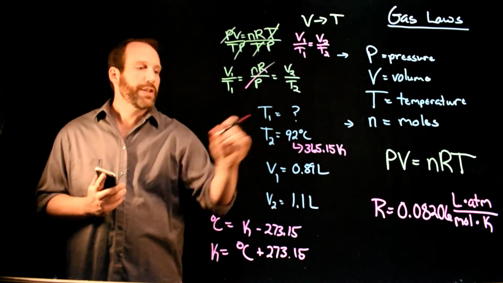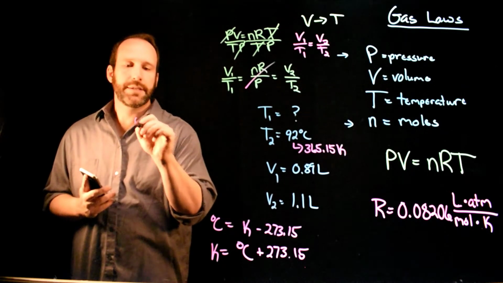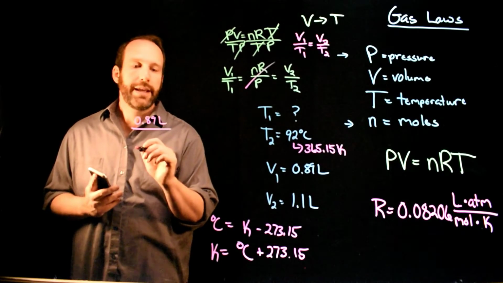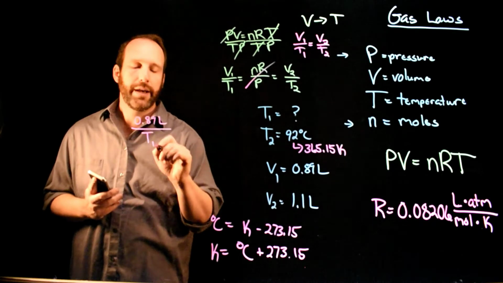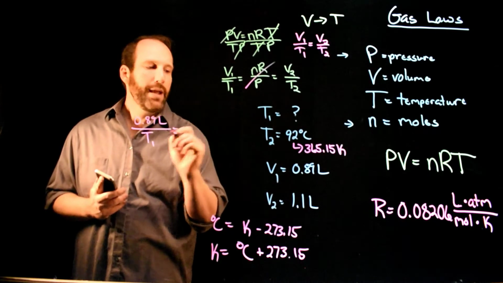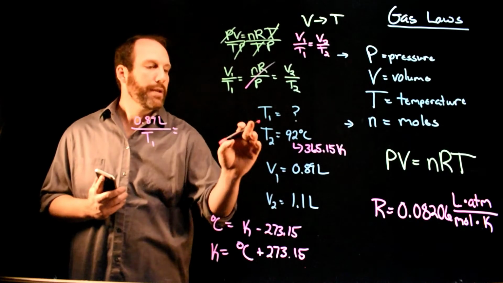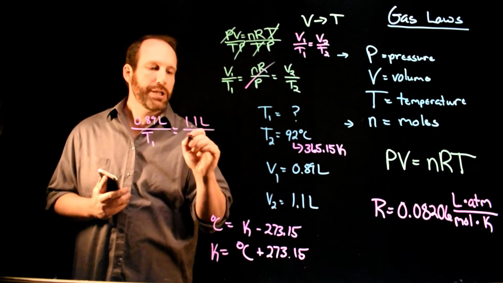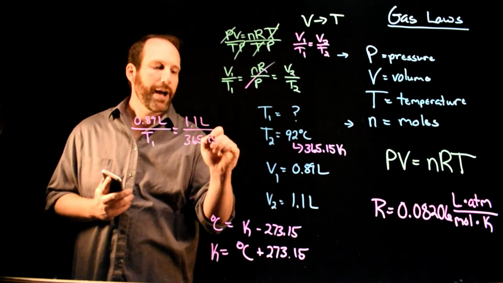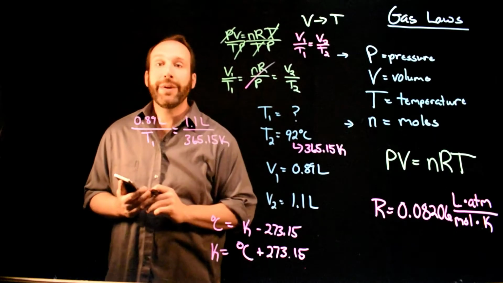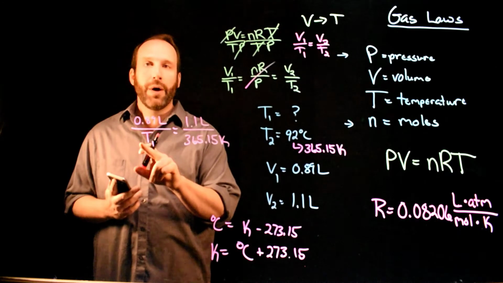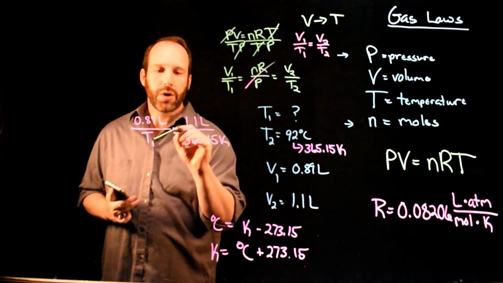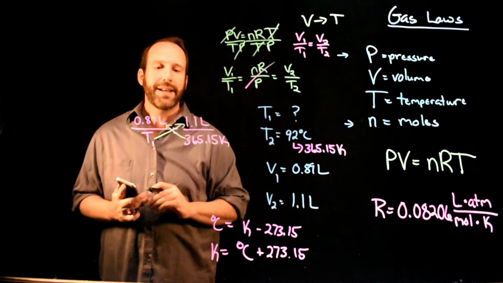We know V1 is 0.89 liters. Okay. We know T1 is what we're trying to solve for. T1 is our variable. And that's equal to V2, which is 1.1 liters, over T2, which is our 365.15 Kelvin. Okay. So we need to isolate T1 on one side of the equation, get everything else on the other side of the equation, right? And so we can do some cross multiplying here and then dividing, right?